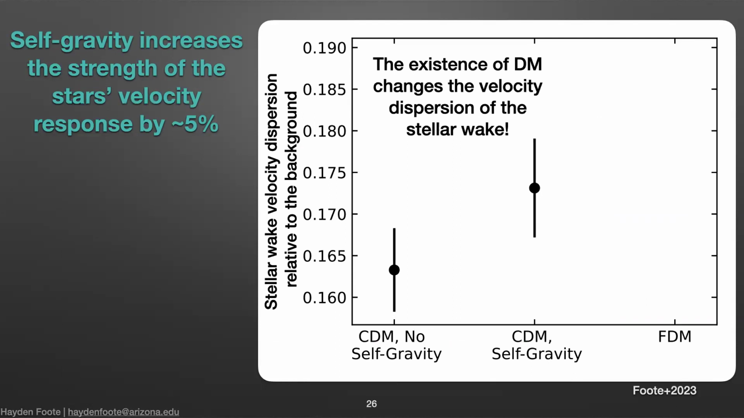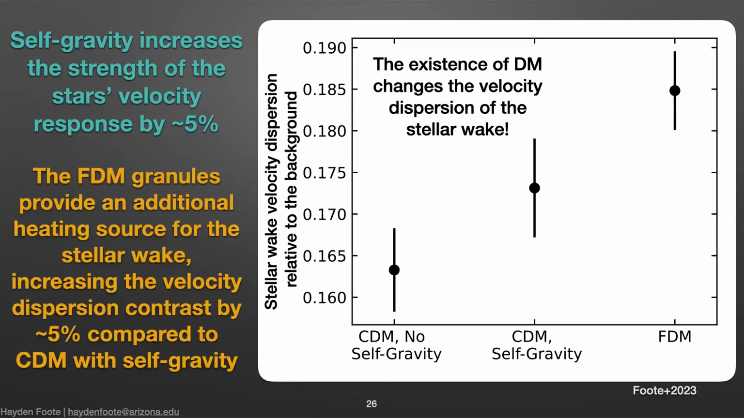And so that's really cool because that means not just in the density, but what's going on with the dark matter changes the kinematics of the stars as well, and not just where they're located in the halo. So if I add fuzzy dark matter, you'll see this goes up again a little bit. And that is again because of the interactions between the stars and these granules. The stars scatter off of these granules in the wake, and that provides an additional source of heating for the stars.